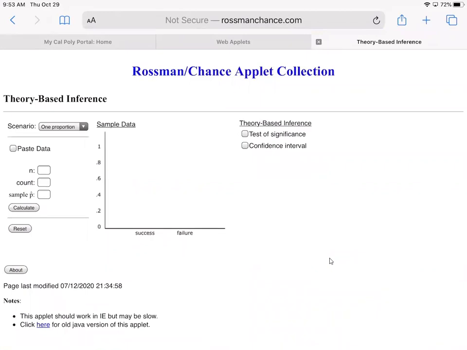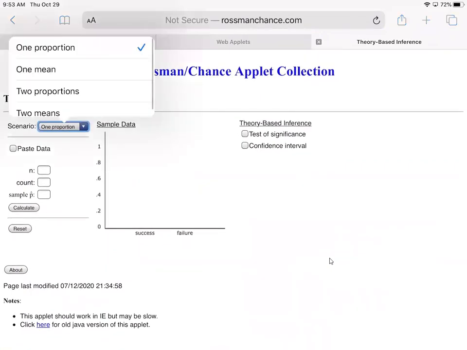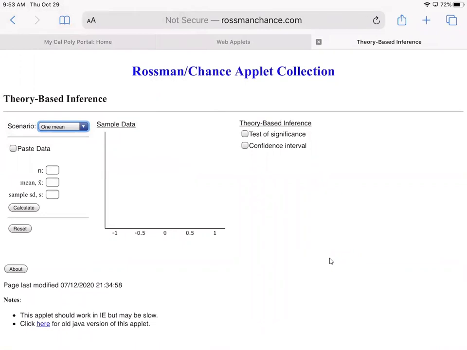Are we looking at proportions? No, we're looking at one mean. Remember, we're looking at just one mean, not two. We're not going to paste the data because we already have it. I'd love you to do this on your own, so just pause for a second and try it with the applet. See if you can come up with it.